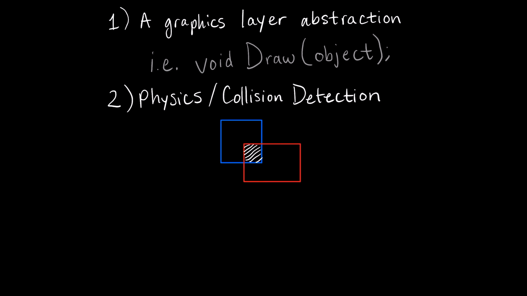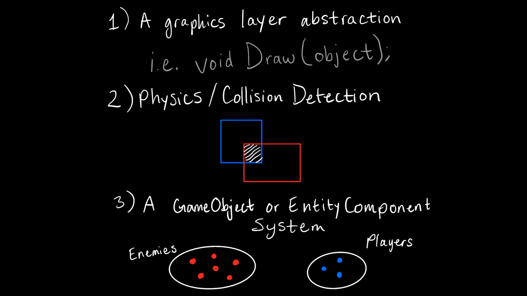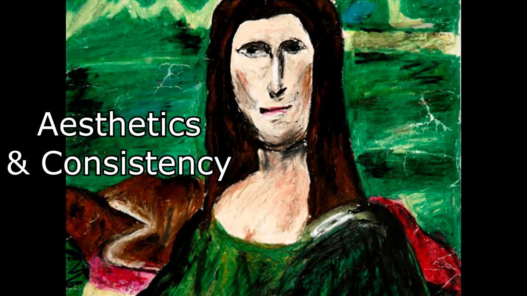Game engines have three major elements: a graphics layer abstraction, physics or collision detection, and a game object or entity component system. First, I added basic top-down movement and character art. You play as a little white square that flies around the screen. I'm not an artist, but I believe aesthetics and consistency are more important than visual fidelity.